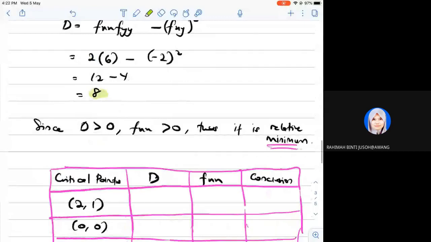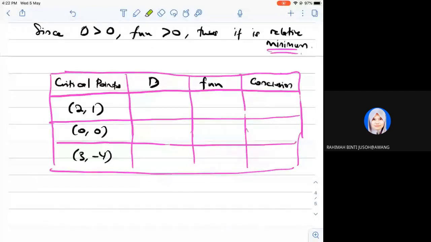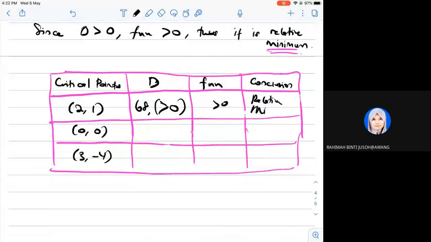Kalau greater than 0, maksudnya ni contohnya 68 greater than 0. So bila greater than 0 you kena tengok FXX lah. Sama ada greater than 0 or less than 0. Kalau greater, minimum, relative minimum. Kalau misal kata you dapat yang ni less than 0, you dapat negative 1 for example nilai D you. So yang ni you buat dash je, tak perlu tengok FXX. So straight away letak kat sini saddle point.